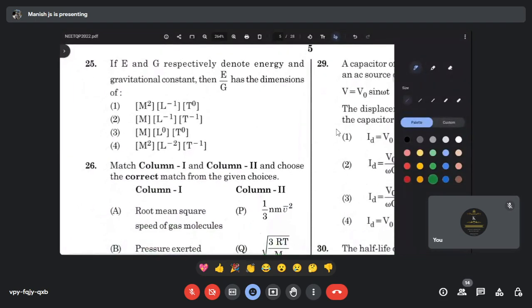Yes, I think this question is simple. I wanted you guys to try, but anyways, please read the question once and then go for it. Application of dimensional formula. If E and G denote energy and gravitational constant, then the ratio E by G, they are asking what its dimension is. You have to find out the dimension of this ratio. It is dimensional analysis.